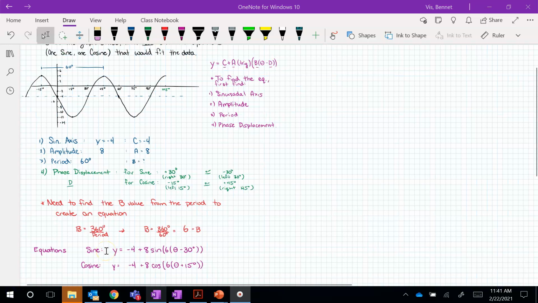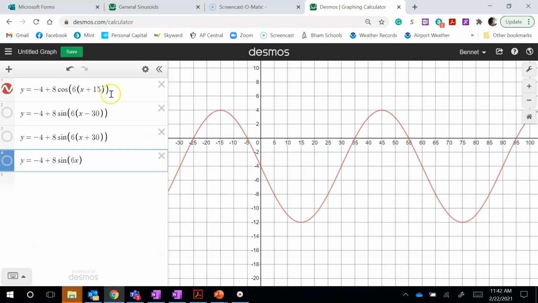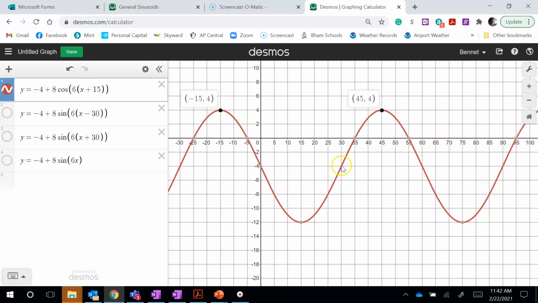So there you have the general way of finding these equations. Again, always looking for what's the sinusoidal axis, what's the amplitude, find your period to help find that b value, and then for the different types of functions, look for the possible phase displacements. Cosines start at the maximums, sines start at the middle on the way up. And so I have these graphed here. So here is one of our potential equations, -4 plus 8 times cosine of 6 times x plus 15, which gives me these same high, middle, and low points.